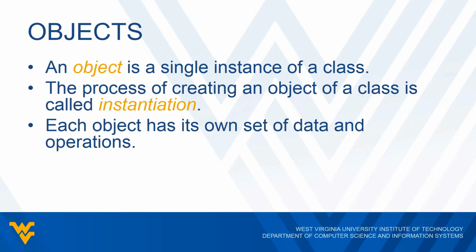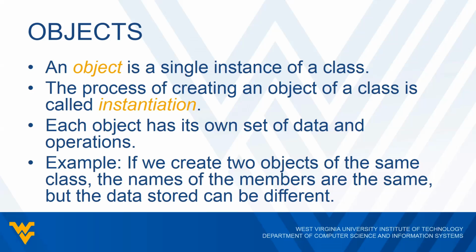And each object would have its own set of data and operations. So really what we're doing is we can have as many objects as we want, and each one has its own copy of the variables and the methods that it can call. So just to give an example, if we create two objects of the same class, well, the names of all the members will be the same, but the data can be different. The data that's actually stored can be different among those different objects. So we think of each object of a class as its own independent instance of that particular class. And what I store in that particular object has no say in what's stored in any other object of that class.